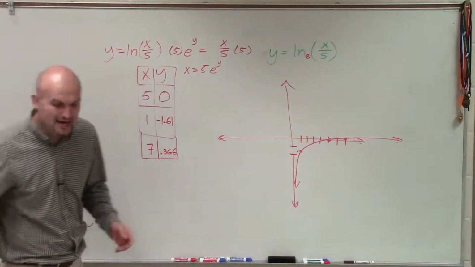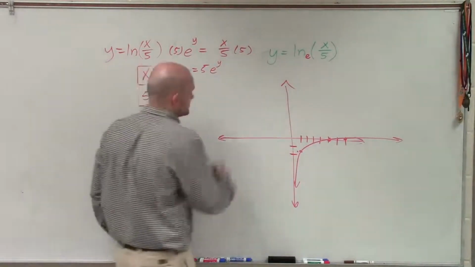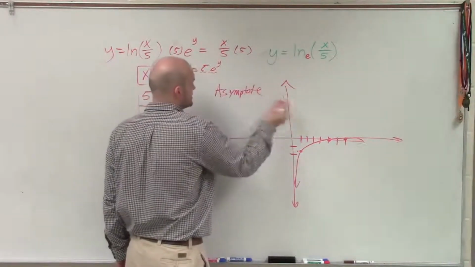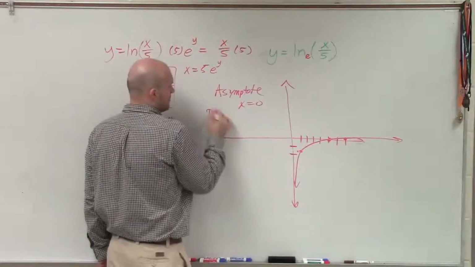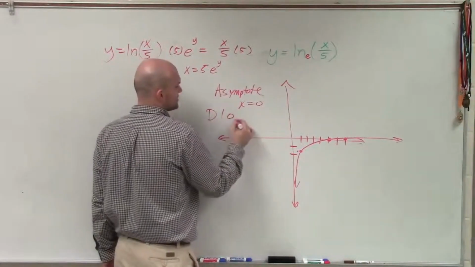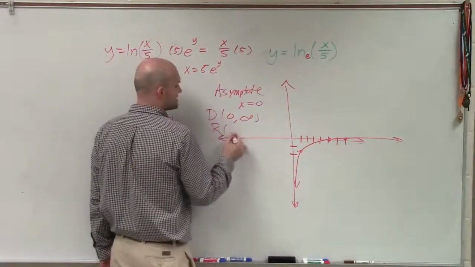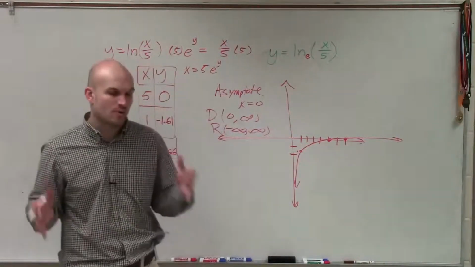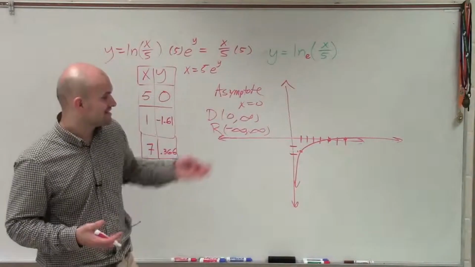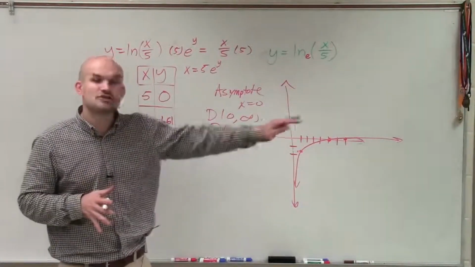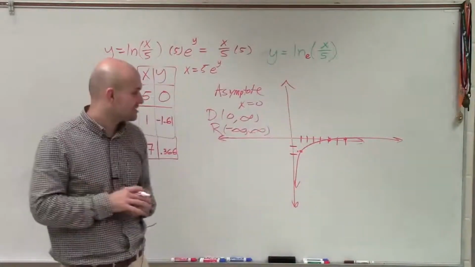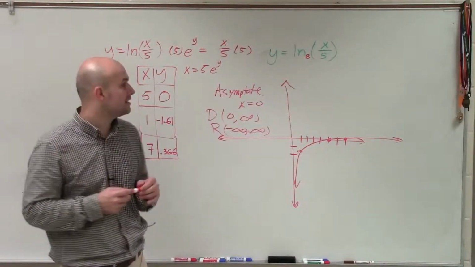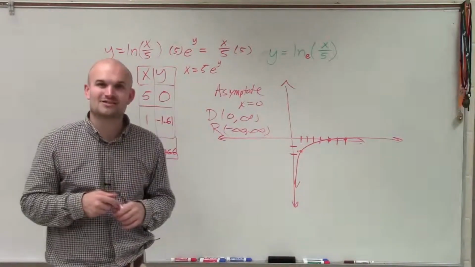However, let's take a look at how my asymptote and everything else is going to change. My asymptote is still going to be at x equals 0. My domain is still going to be from 0 to infinity, and my range is still going to be negative infinity to infinity. The only thing that changed is my x-intercept, which has been shifted over because the graph has expanded out. So there you go, ladies and gentlemen, that is how you graph a natural logarithmic equation.